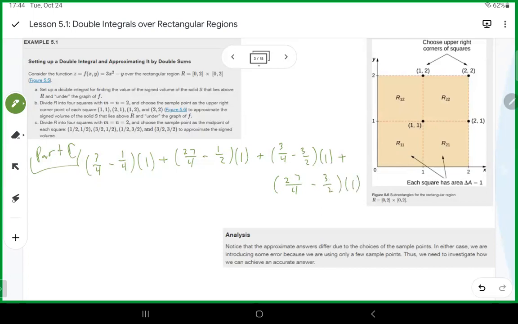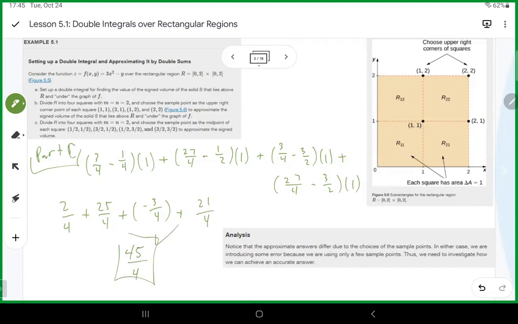And then if you clean that up, you end up with 2/4 plus 25/4 plus a negative 3/4 plus 21 over 4, which will give you 45 over 4.